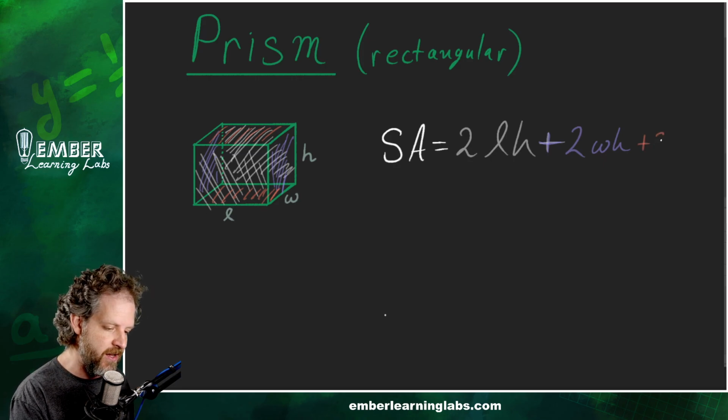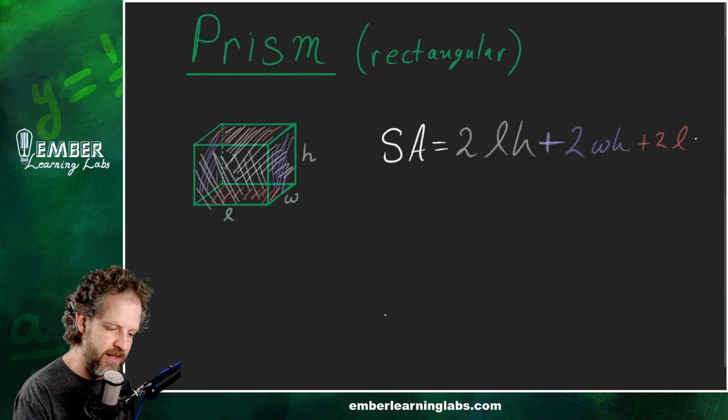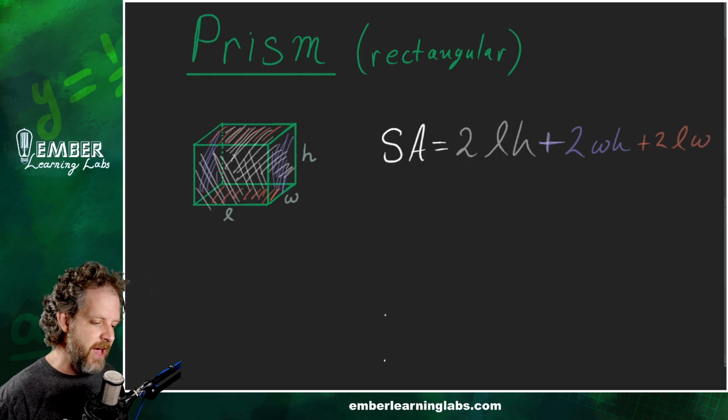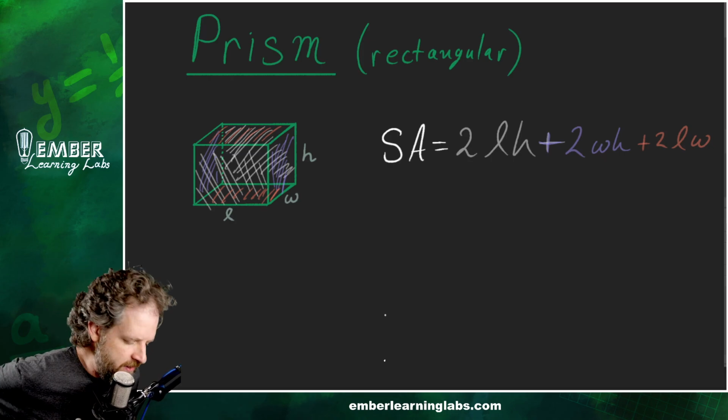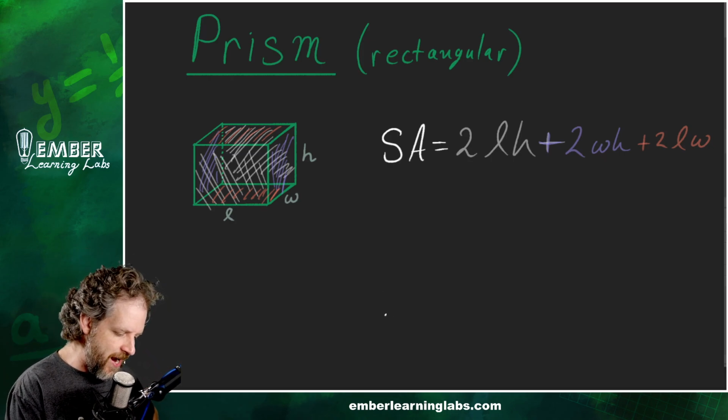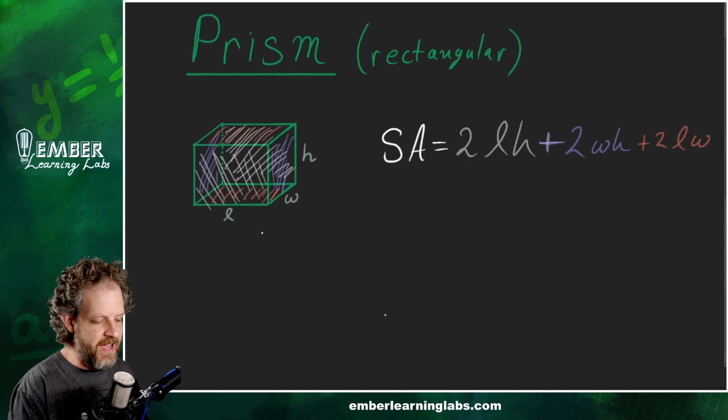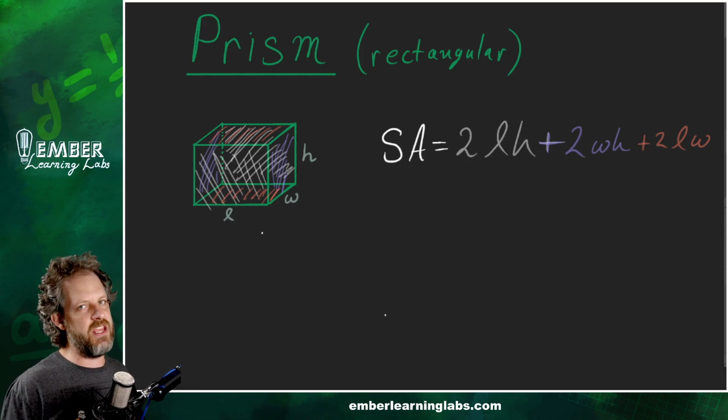So we're going to add 2 times the length times the width, right? And so what I was saying at the beginning is this, you can kind of extract this concept to find the surface area of like any shape, right?